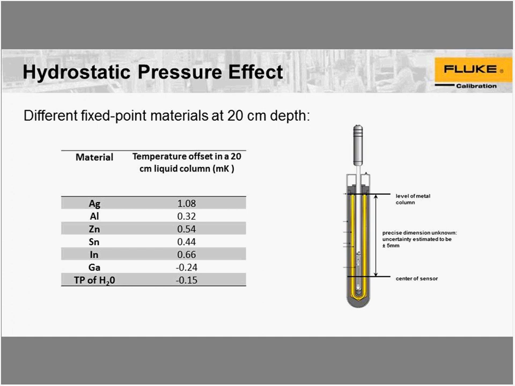And so you can see that if off by a centimeter, for example, you would just divide this by 20 to get how much a 1 centimeter differential would cost. So it can be a small number, but when you're at gallium, for example, at minus 0.24 mK, well, that's right in the ballpark of the uncertainty of a gallium cell. So this is very, very essential. If you neglect to compensate or correct for hydrostatic head pressure, you could completely ruin or disrupt the whole purpose of having a gallium fixed point cell, or have an error equal to the total uncertainty of the gallium cell.